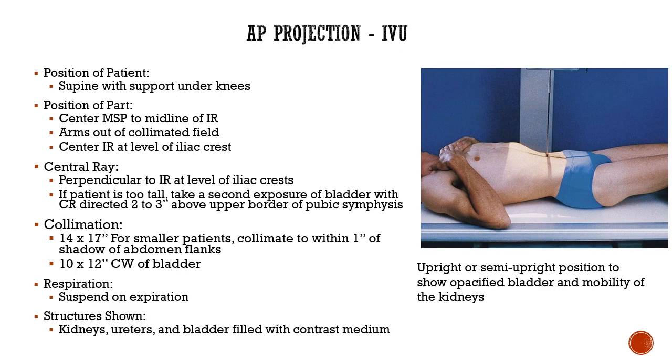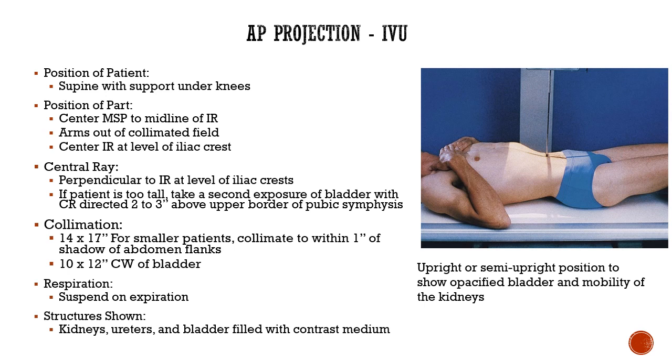For the AP projection, our patient is going to be supine with a support under the knees. We're going to center the mid-sagittal plane to the midline of the image receptor. Our arms will be out of the collimated field, and we're going to center the image receptor at the level of the iliac crest. If the patient is too tall, we can take a second exposure of just the bladder with a central ray directed 2 to 3 inches above the upper border of the pubic symphysis. That would require both a 14 by 17 and a 10 by 12 crosswise.